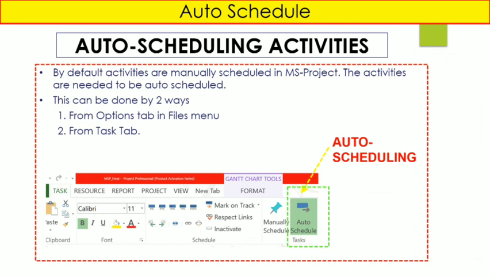Now the auto schedule tab. So what is this auto scheduling of activities? By default, activities are manually scheduled in MS Project. So the activities need to be auto scheduled in that particular project. This can be done in two ways, from the options tab in the file menu and from the task tab that you can see on your task bar. So you can click that auto schedule tab and then you can maintain all types of duration automatically with MS Project.